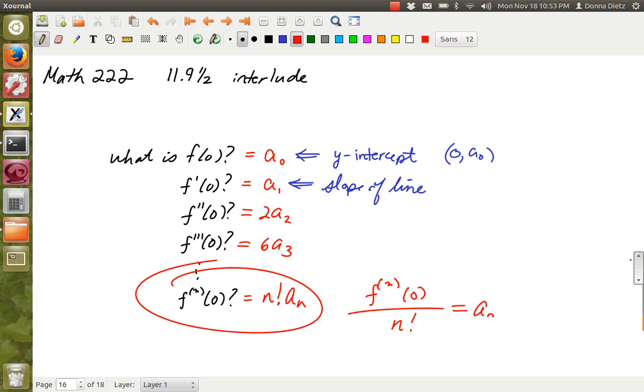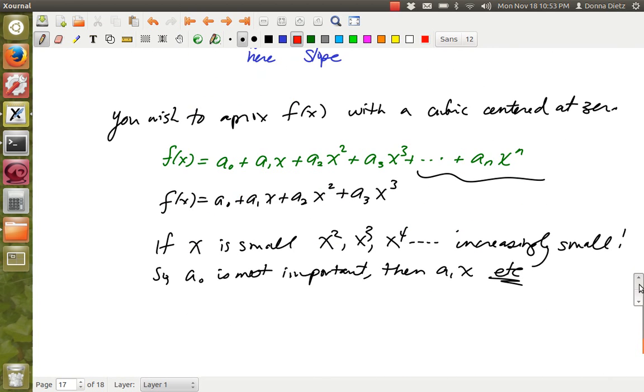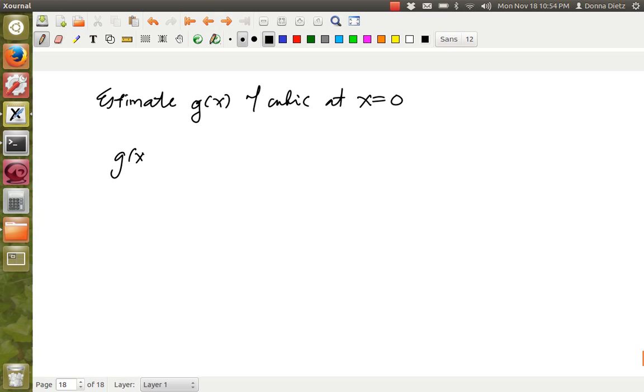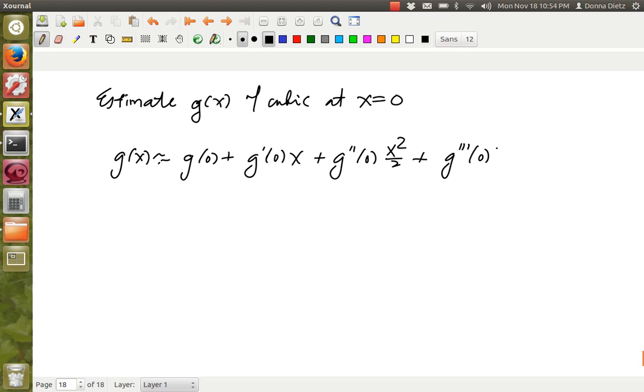So let's go back and just say, okay, what does this mean? This is just f at 0. This could be f prime of 0. This is f double prime of 0 over 2. This is f triple prime of 0 over 6. So we can just generically say g of x is approximately g of 0 plus g prime of 0 times x plus g double prime of 0, x squared over 2, plus g triple prime of 0, x cubed over 6, which is 3 factorial. Well, I said cubic, so I don't need any more terms. That was what we wanted.